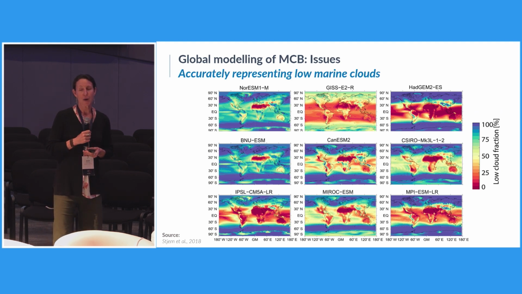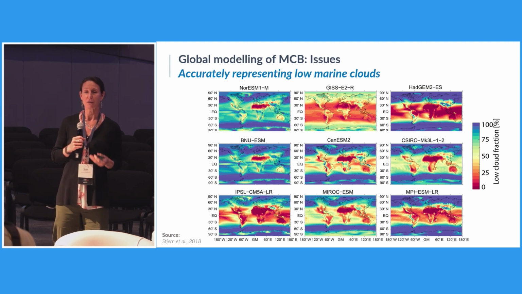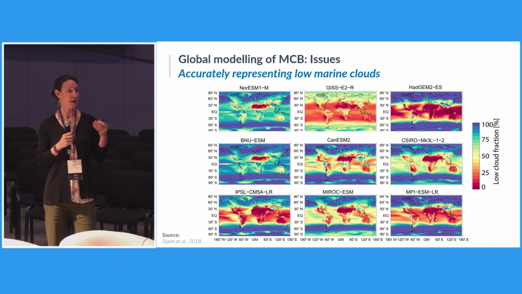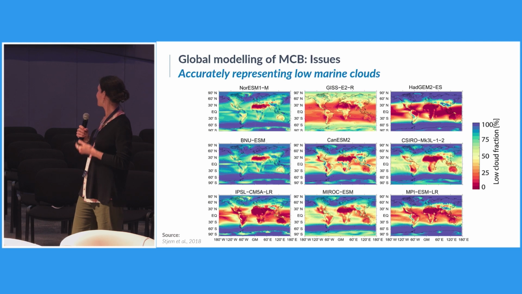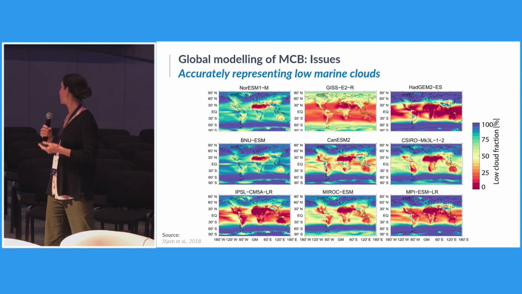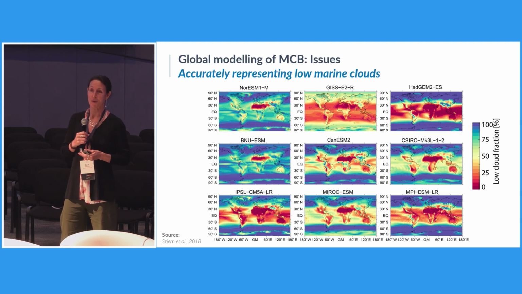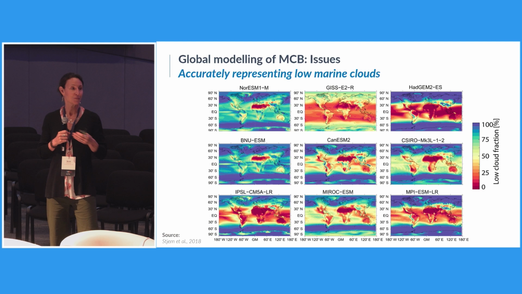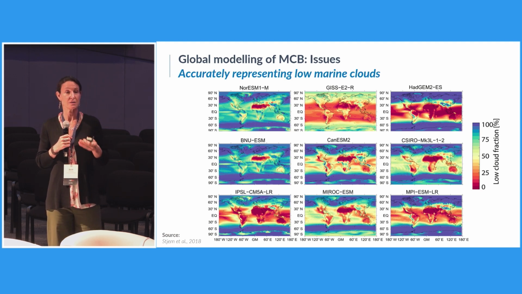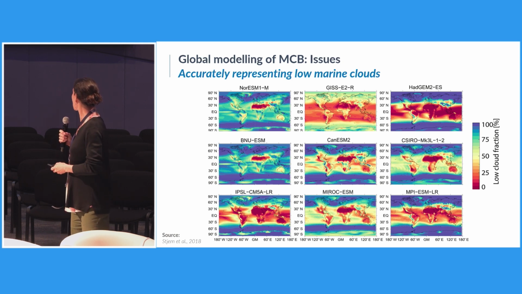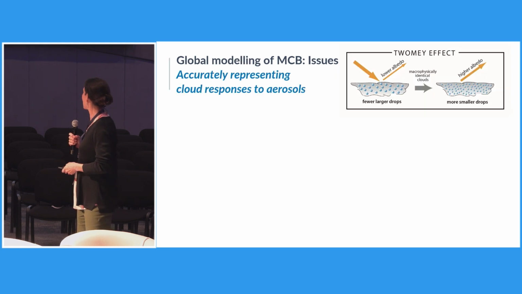So an issue with doing global model runs of marine cloud brightening is that the models struggle to represent some of the key processes that actually drive marine cloud brightening. An example here is showing low marine cloud coverage using the same color scale in all the plots for nine different climate models. So you can see that, not even talking about marine cloud brightening, the models have a really hard time representing even just the cloud fraction for low marine clouds on the globe. So that's a challenge to represent marine cloud brightening when they can't even get the basic cloud cover right.